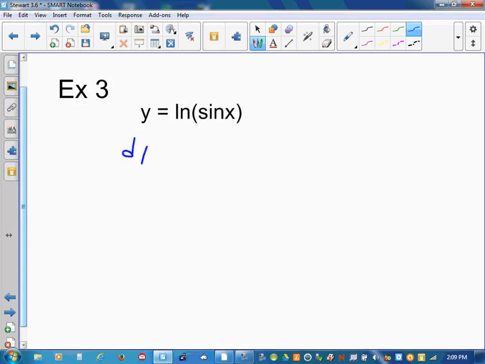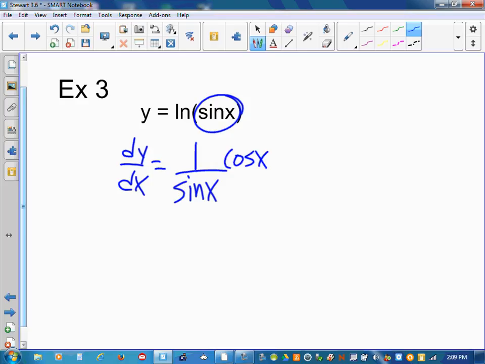So the dy/dx is equal to, the derivative of natural log is just 1 over x. So whatever's right there, you throw it on the bottom of the fraction. And there's an inside function, so the derivative of the inside function would be cosine. Cosine over sine is cotangent. All right. Oh, I made kind of a cool lightning bolt thing, didn't I?